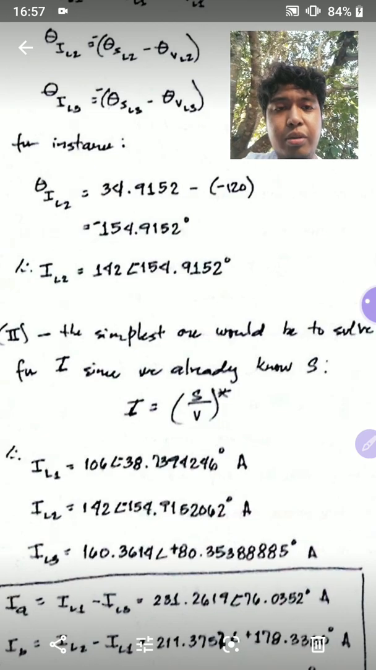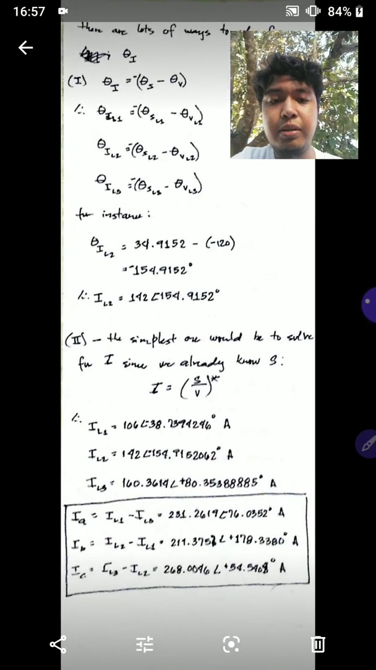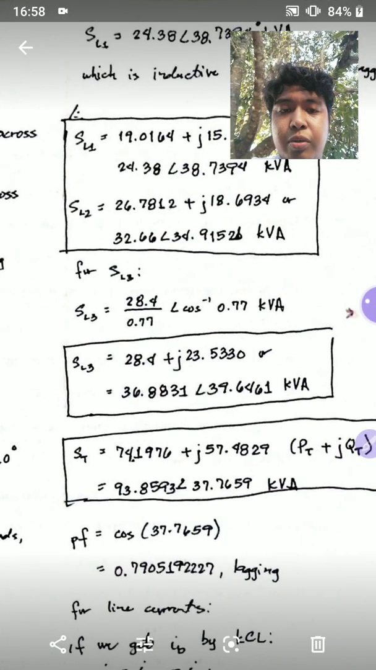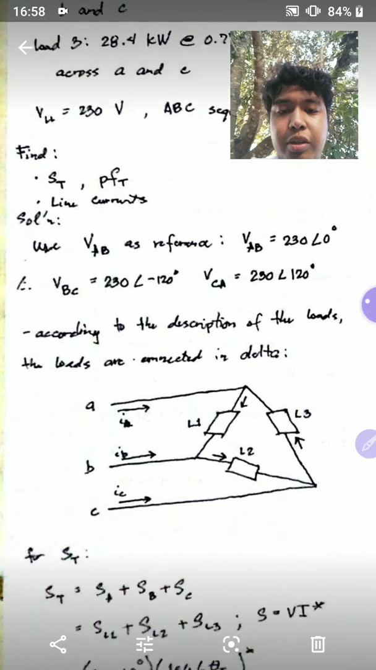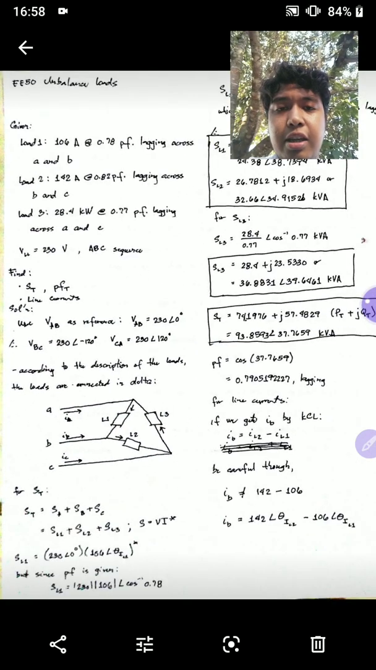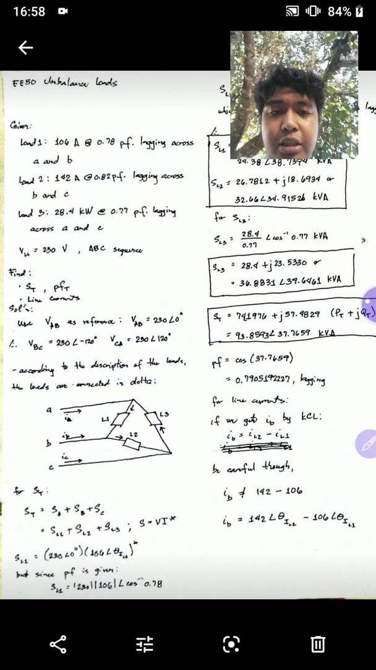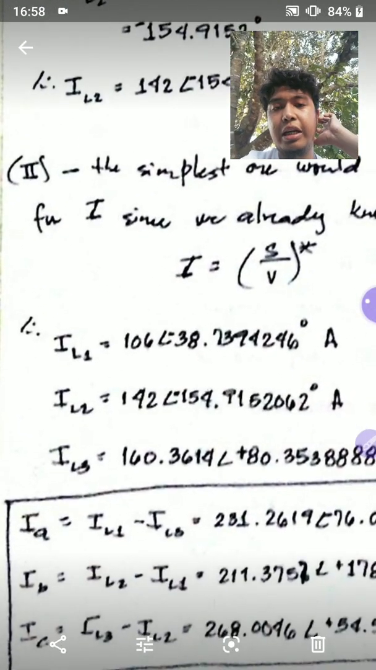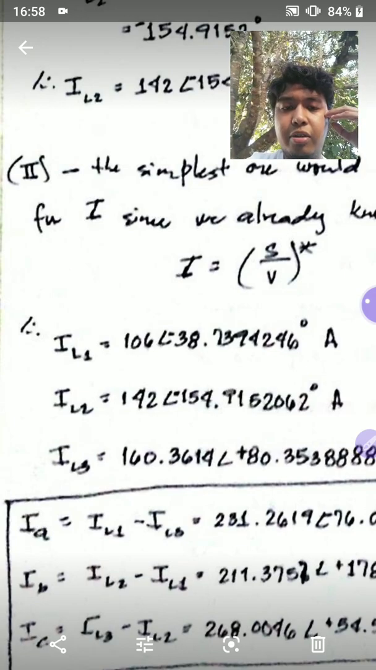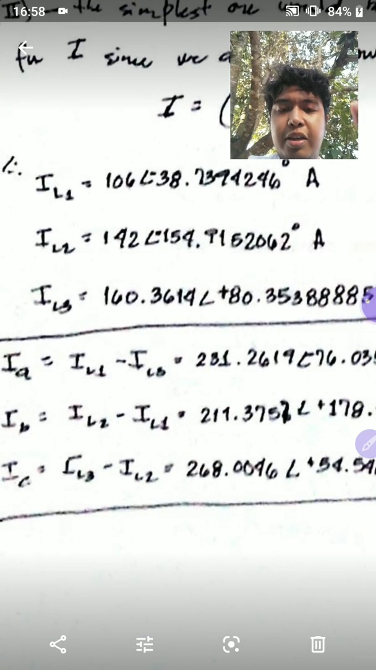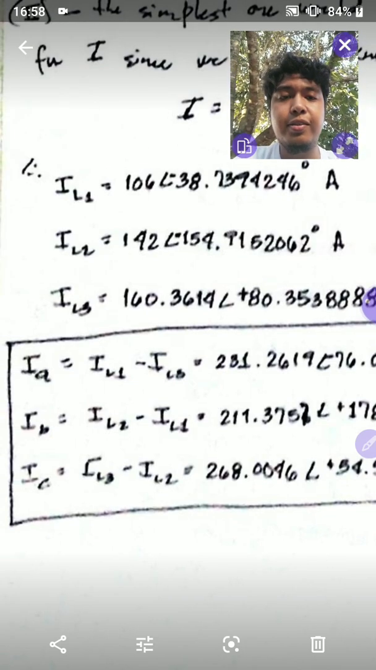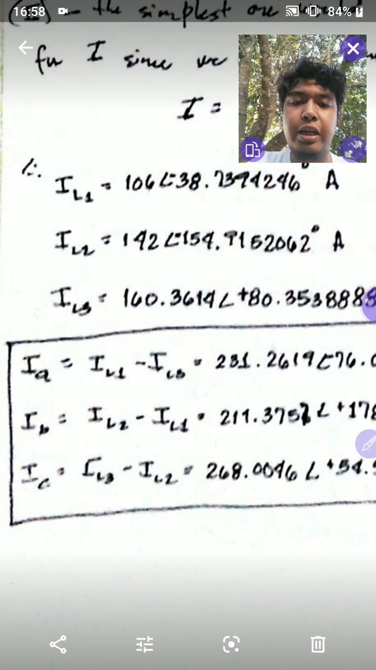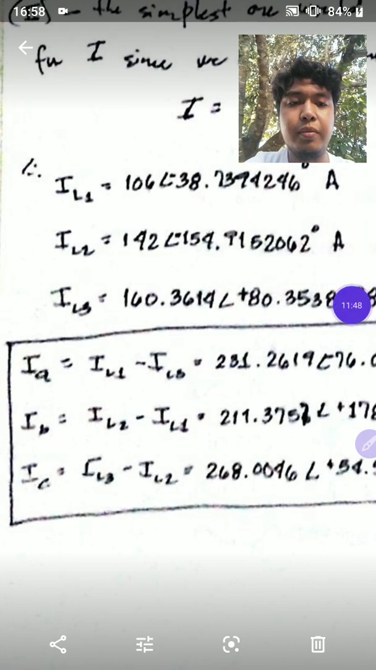Now you already know the power at each load 1, load 2, and load 3, and you know their corresponding voltages VAB, VBC, and VCA, so you can solve for the load currents IL1, IL2, and IL3. Of course, don't forget the conjugate. Now, perform KCL, and you get IA, IB, IC. So that's basically unbalanced loads. And yeah, I'll see you soon.